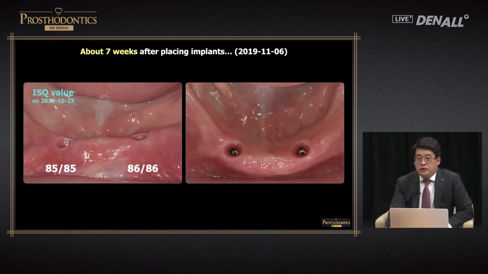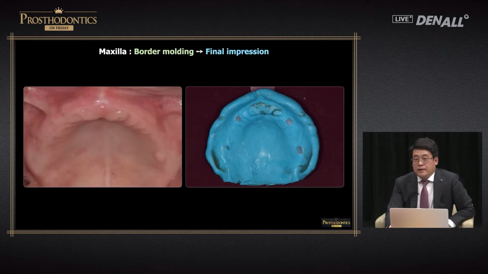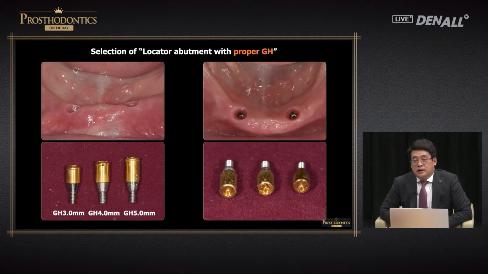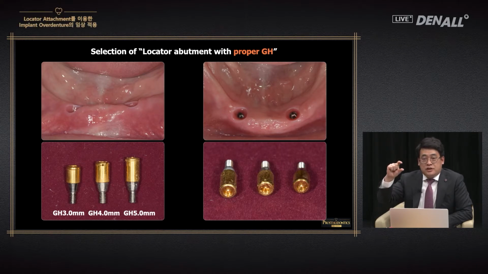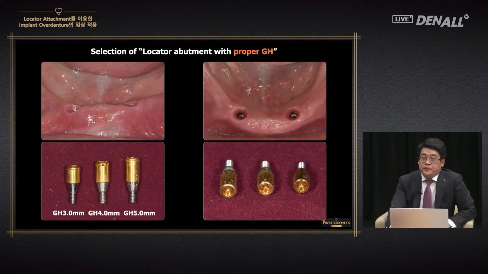This is the x-ray. I'm going to skip the surgical process. Canine area was chosen for implant placement because this is not a tapered arch and it is slightly U-shaped. In the upper, I used a traditional method for taking impression, and when you take impression in the lower, you need to choose appropriate locator attachment first. GH, gingival height, needs to be selected appropriately. Following implant placement depth and gingival thickness, you need to choose the correct one.